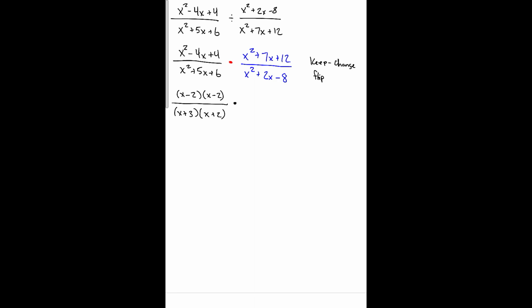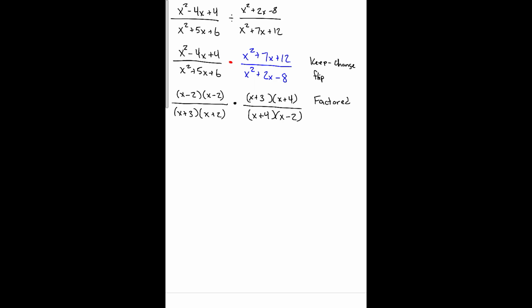Still, times. We're going to keep doing the same thing that we've been doing already, but we're going to do it with the second fraction. So to factor x squared plus 7x plus 12, we can now use x plus 3 and x plus 4. All divided by, now we got to factor the x squared plus 2x minus 8. Okay, so we have x plus 4 and x minus 2. Alrighty. So this is going to be our factored step.